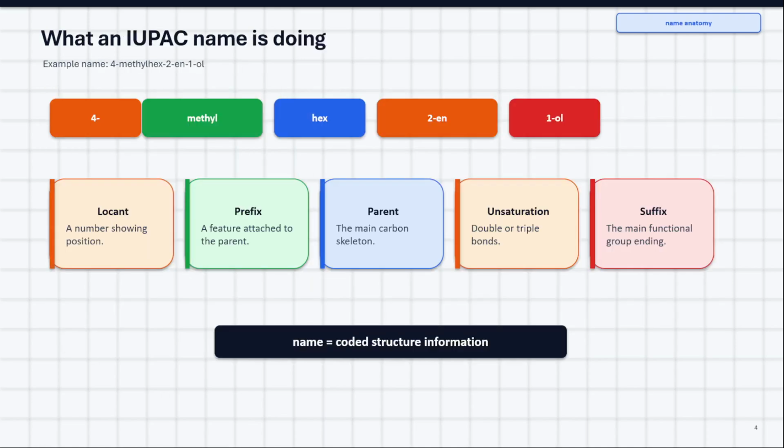Let us look at the example name on the slide, 4-methylhex-2-on-1-ol. This looks complicated at first, but it breaks into pieces. The number 4 tells us where the methyl group is. Methyl is the prefix, meaning it is a branch attached to the parent. Hex tells us the main parent chain has 6 carbons. The 2-en part tells us there is a double bond starting at carbon 2. The 1-ol part tells us the alcohol group is on carbon 1. So the name is not random. It is giving structure information in a specific order. Once you learn the pieces, long names become much easier to read.